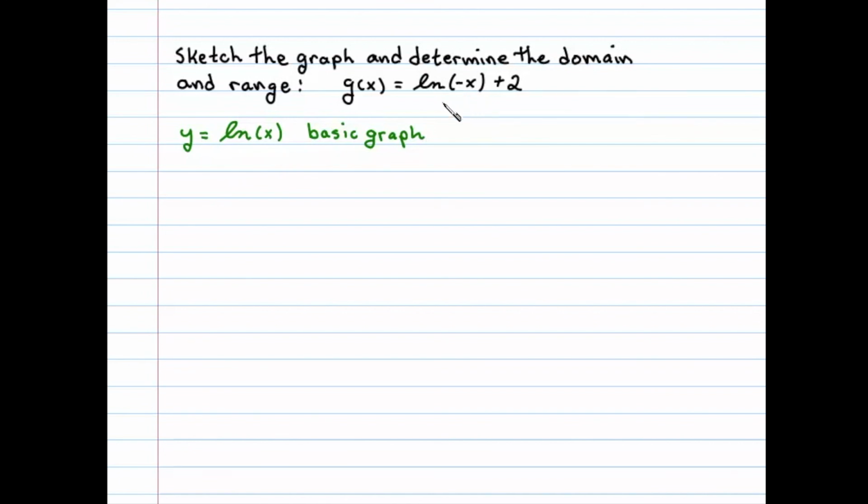So here I notice we have the natural log of negative x. That corresponds to a reflection about the y-axis. And then I notice we have the natural log of negative x plus 2. The plus 2 corresponds to a translation up 2 units.